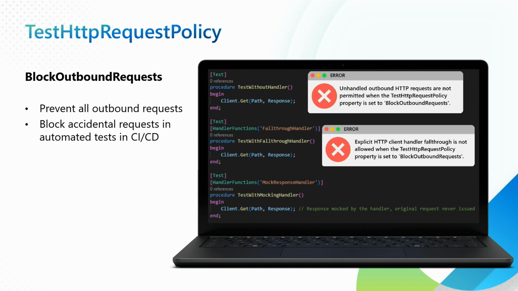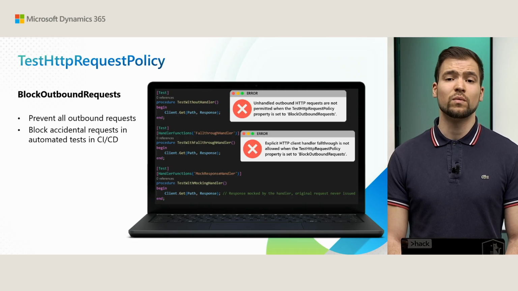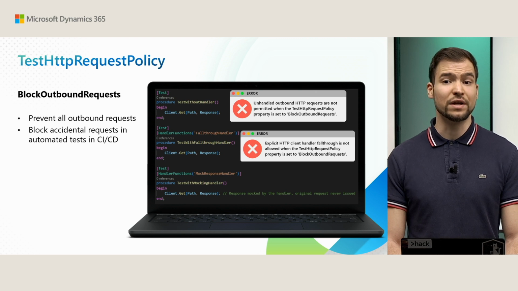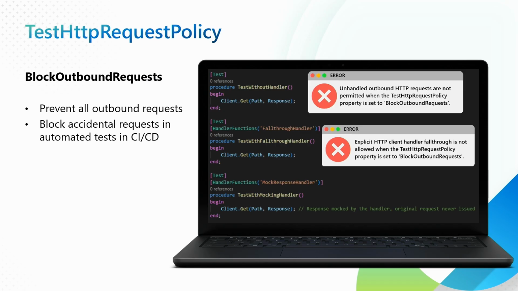When the property is set to block outbound requests, then all outbound requests must be intercepted and handled by an HTTP client handler. This can be very useful if you don't want frequent test executions in your automated CI/CD pipelines to hit the actual endpoint. In the example, we can see that the first two methods that try to make a call to the external endpoint are blocked, and only the one that simulates a response is allowed.